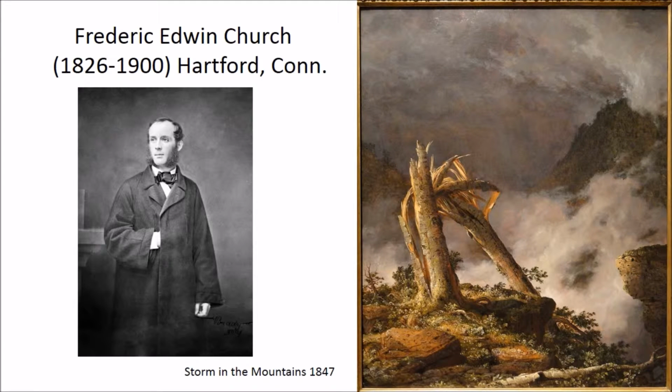He was born in Hartford, Connecticut in 1826. He's widely considered the most important artist from what we would think of as the second generation of the Hudson River School. He was taught by Thomas Cole, who is really kind of the genesis of that school. So a lot of his early work, as we see in The Storm in the Mountain, 1847, is very similar to what we would see from a Thomas Cole.